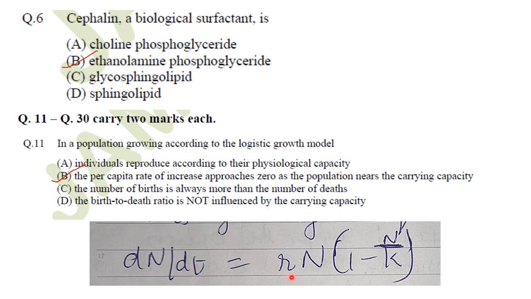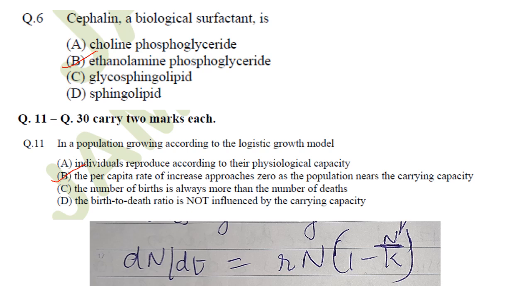R is the intrinsic rate of increase, n is the population size, and k is the carrying capacity. So as the population size, that is n, approaches the carrying capacity, 1 minus n by k approaches 0, which means the growth rate also approaches 0. So the answer here will be option B, that is the per capita rate of increase approaches 0 as the population nears the carrying capacity.